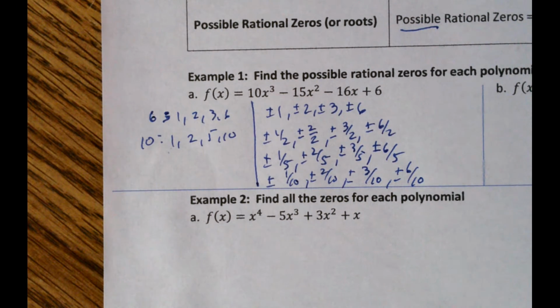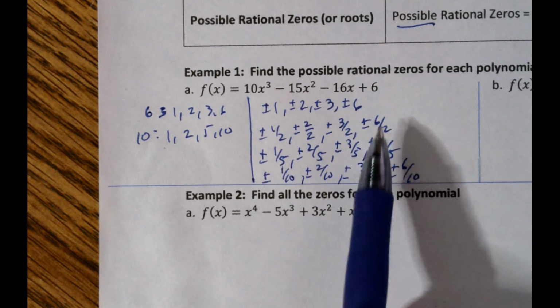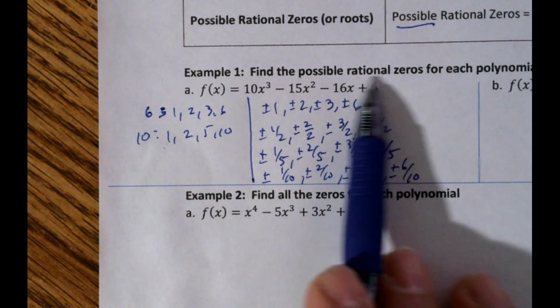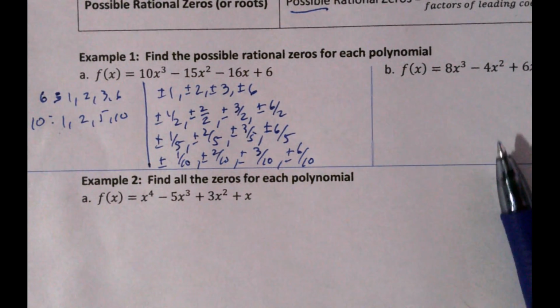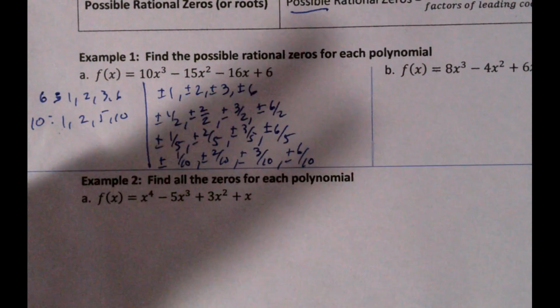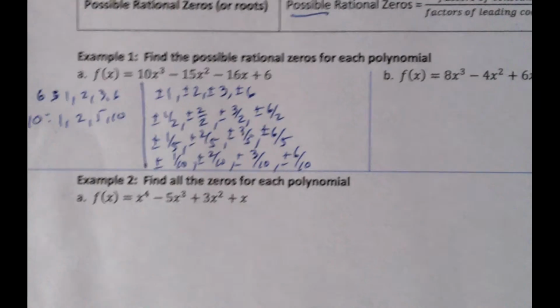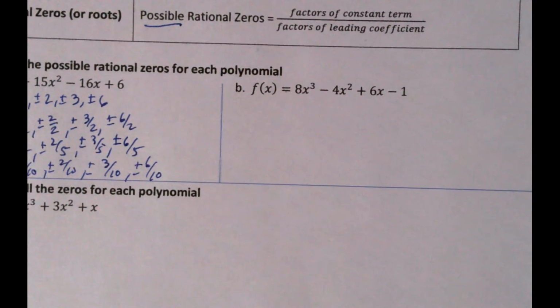All right. But that's all this is asking you to do, to find the possible rational zeros for each polynomial. Here's the bad news. You can actually have none, right? You can have none. If you have no rational zeros, then you're kind of screwed. All right. Let's do the next one.